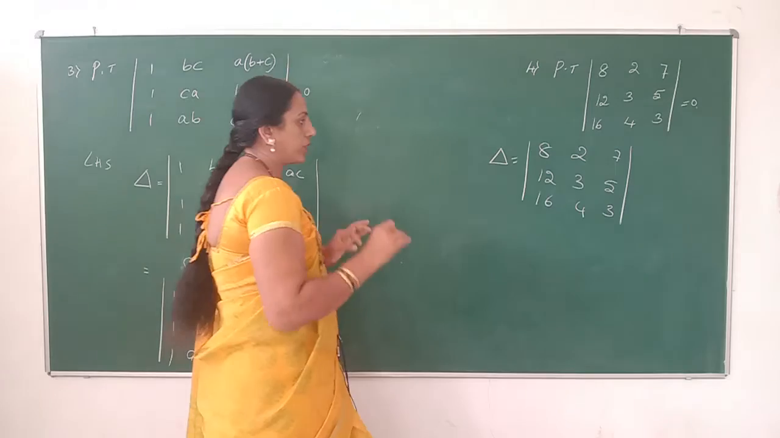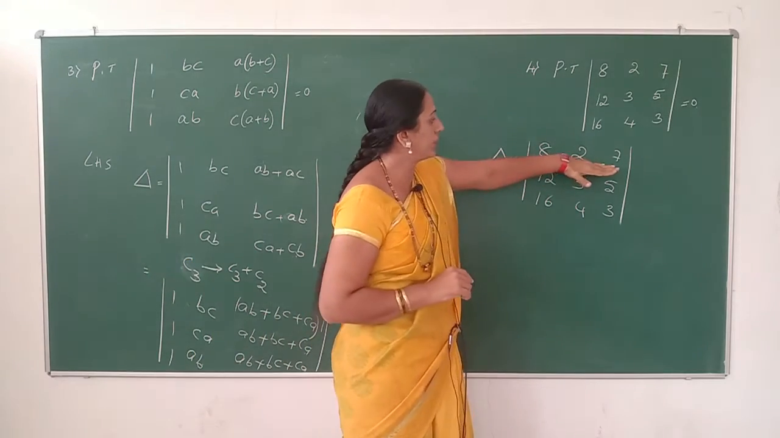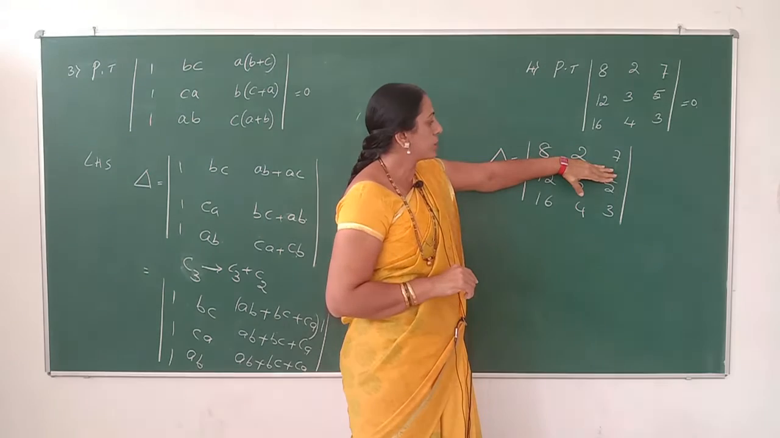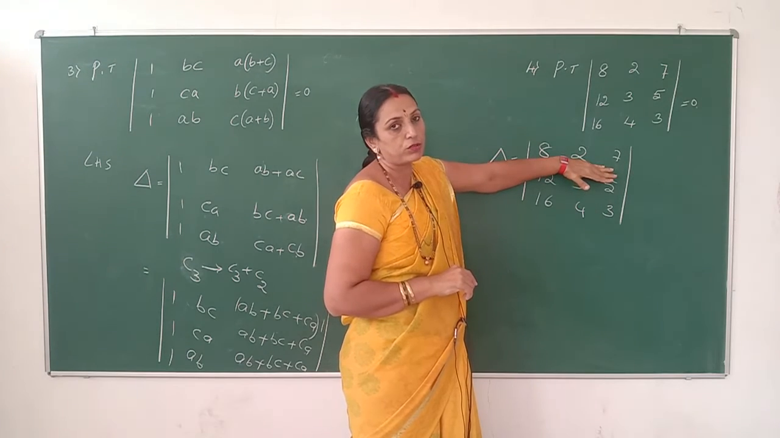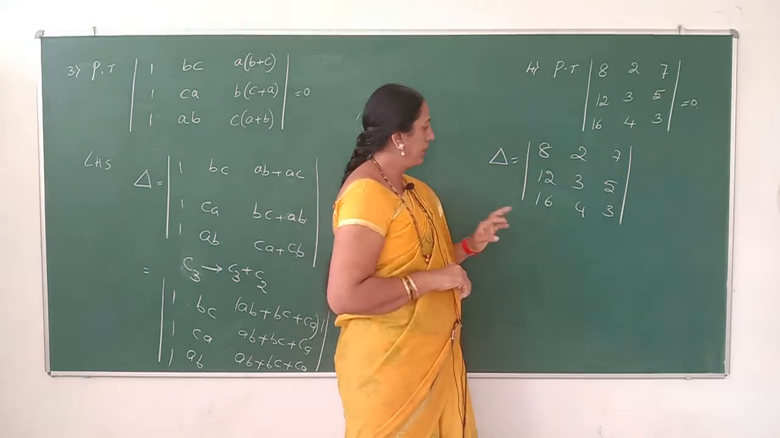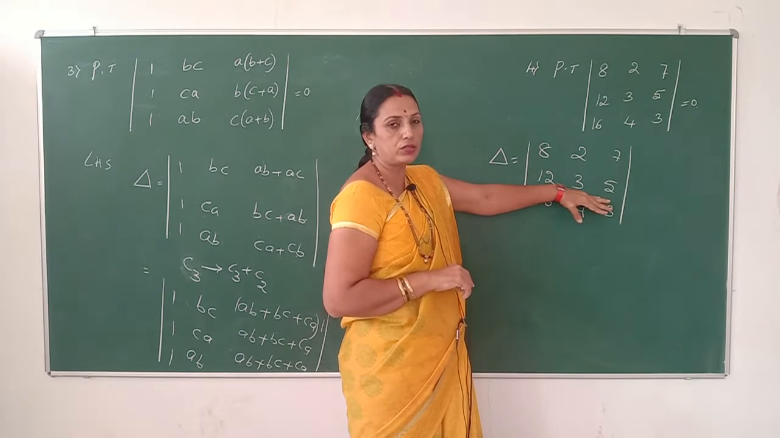See whether you can take a common factor from any one row or any one column. In the first row we have 8, 2 and 7. Now 8 and 2 have a common factor; both are multiples of 2. But 7 is not a multiple, so it is not possible. Similarly for the second row, 12, 3, 5.